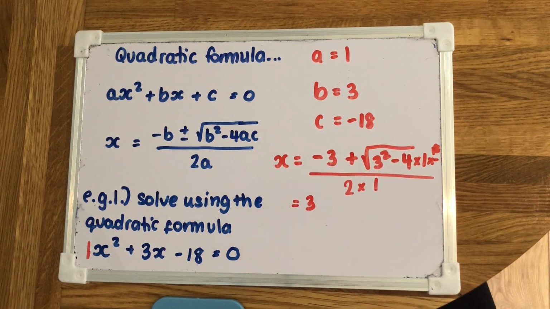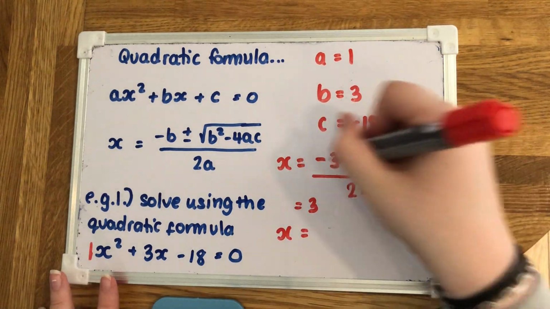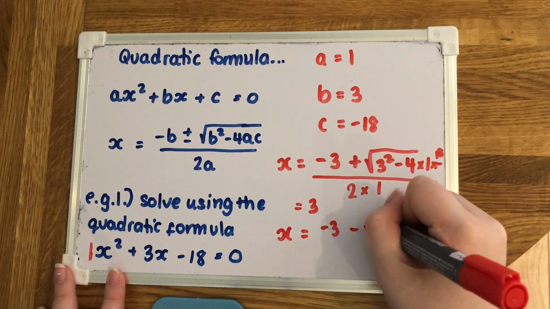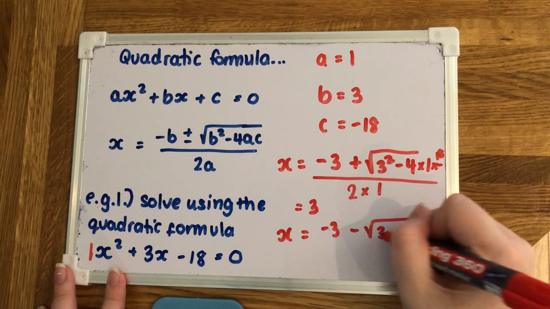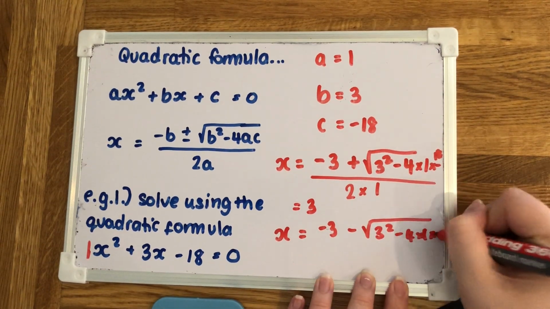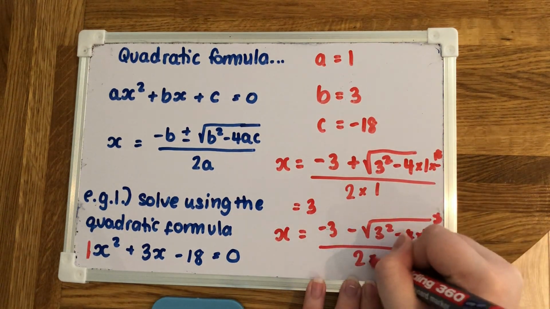Now I am going to write out the formula again. All the numbers are going to stay the same. It's just that this sign here is now changed to a negative sign. 4 times 1 times negative 18, if I can squeeze it in, divided by 2 times 1.